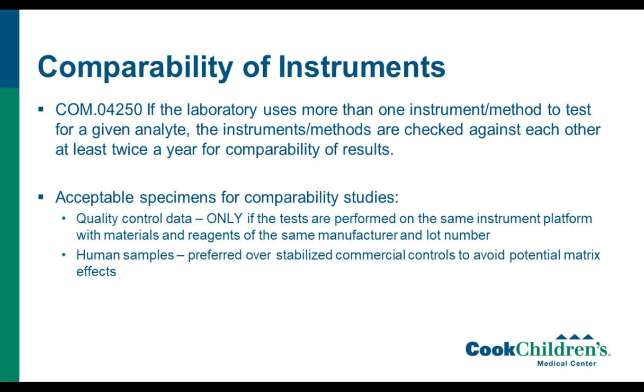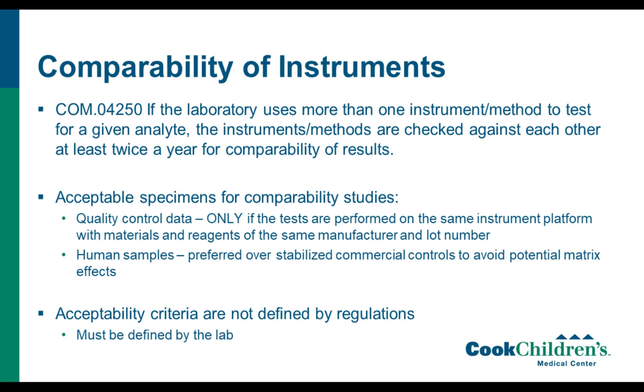You also, if it's the same platform or if you have different platforms, you can also use human specimens. These are preferred over stabilized controls so that it's the same as your human samples and avoids any potential matrix effects. So when we do comparability of instruments, we use primarily human samples.